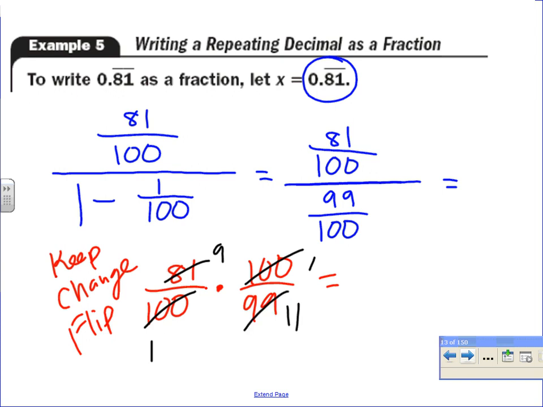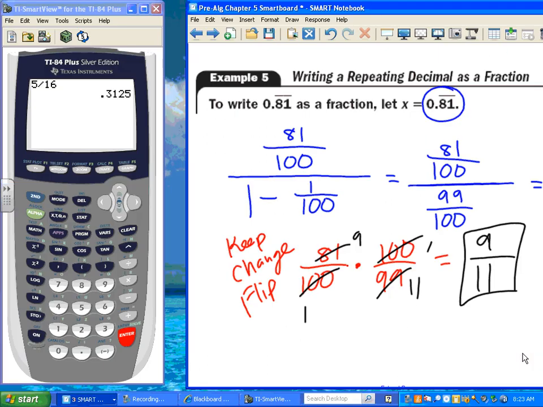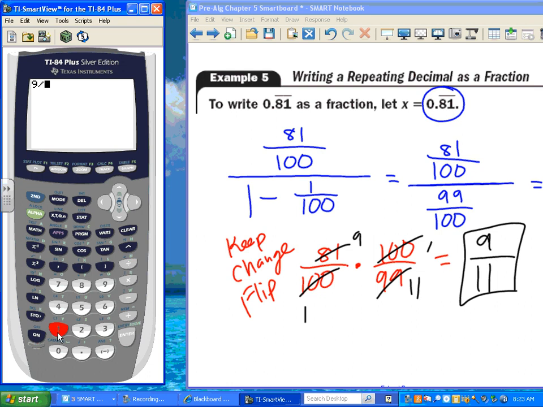So it goes in 9 times. 9 goes into 81 9 times. 9 goes into 99 11 times. 9 times 1 is 9. 11 times 1 is 11. The answer is 9/11ths. So if we go to our calculator, if I type in 9 divided by 11, it's 0.81 repeating. The calculator just doesn't have the hat.